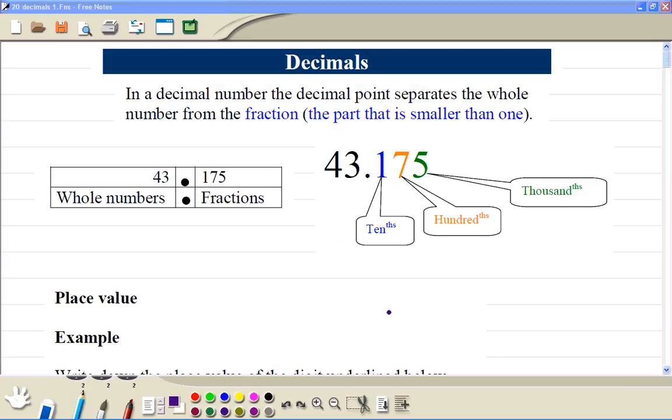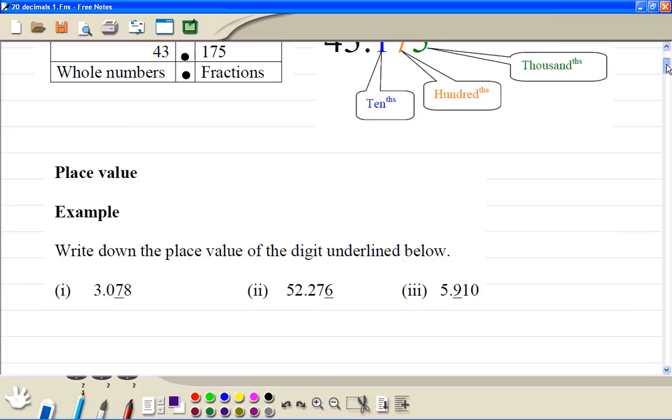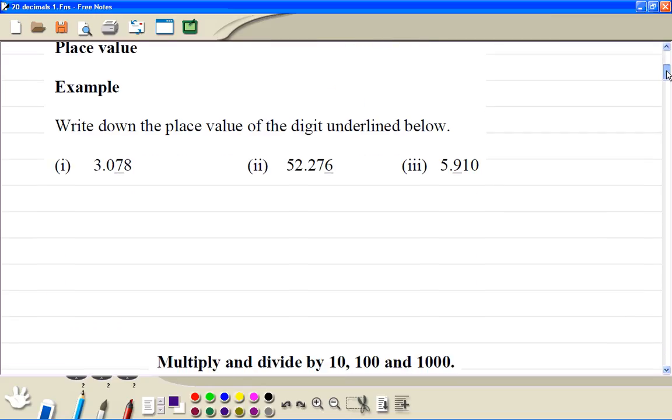Decimals: the numbers before the decimal are called whole numbers. Numbers after the decimal are fractions. For example, the first number after the decimal is tenths, the second one hundredths, and the third one thousandths. Let's do some examples.